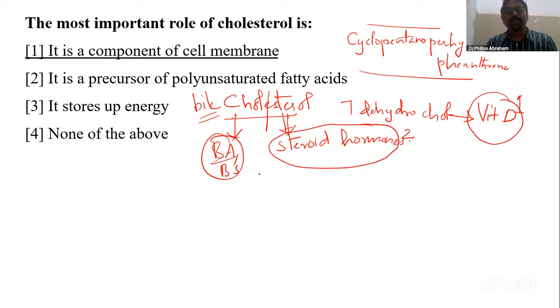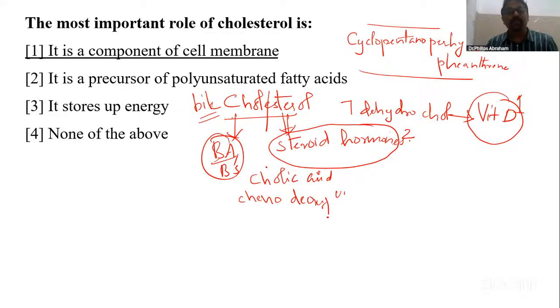Can you name bile acid? Again, study that in that way. Bile, another word, chole, right? Cholic acid. And one more is there, chenodeoxycholic acid.